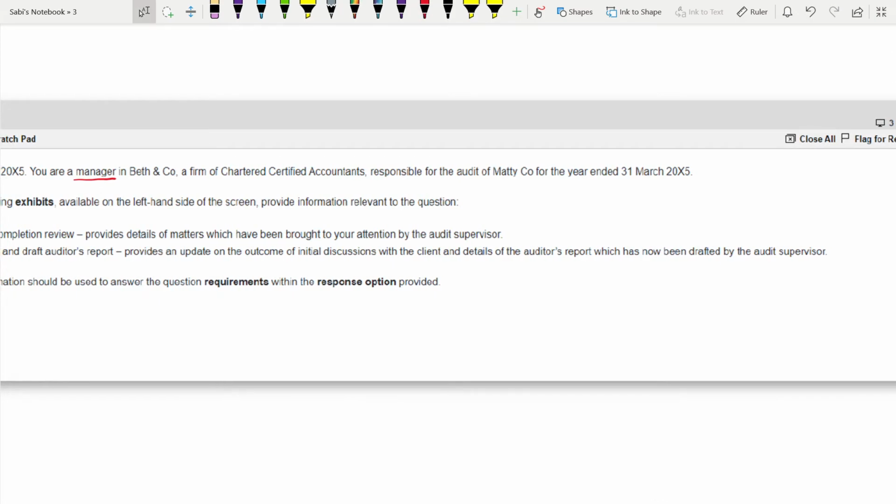So your questions number 2 and 3 are more on audit completion, like audit report, audit evidence, what are the matters that have been brought to your attention, all those things. But question 1, which is for 50 marks, is more on planning, the initial stages when you're planning the audit. So now you must have got an idea in AAA how the questions are in section A and section B.